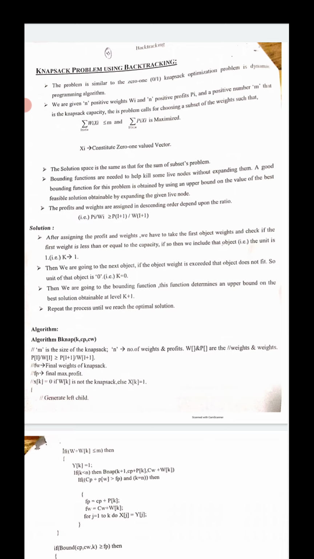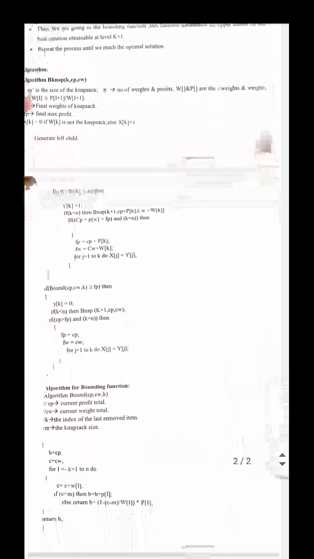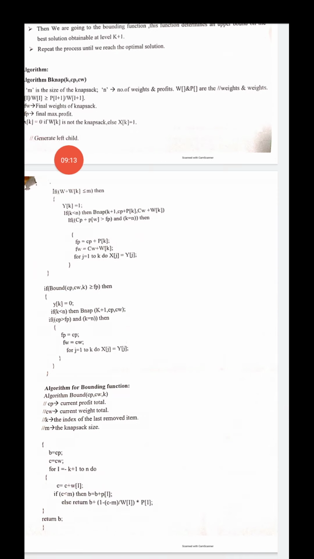For j equal to 1 to k, do x[j] will be assigned y[j]. Then for the right child, if Bound(cp, cw, k) is greater than or equal to fp, the final maximum profit, then y[k] will be assigned 0. If k is less than n, then BKnap(k+1, cp, cw). If cp is greater than fp and k equals n, then fp will be assigned cp and fw will be assigned cw.